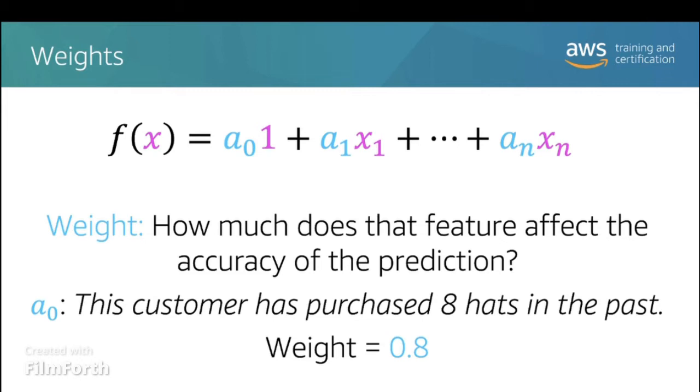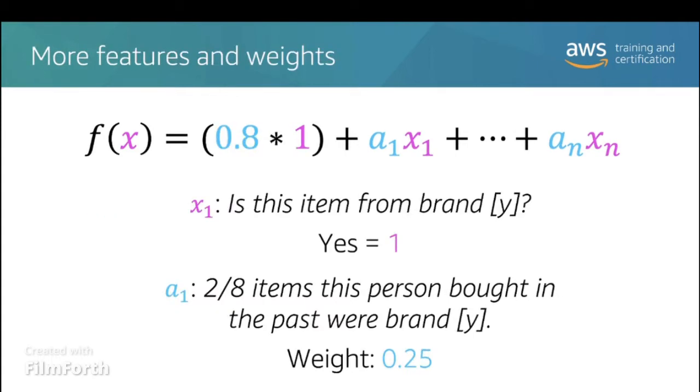In this case, our model has been trained and has determined that because this customer has purchased 8 hats in the past, that translates to a weight of 0.8. It's important to note that this is a very simplified version of what really goes on, but for now, this is the most crucial part of understanding how weights and features work in an algorithm. Let's look at the next set.